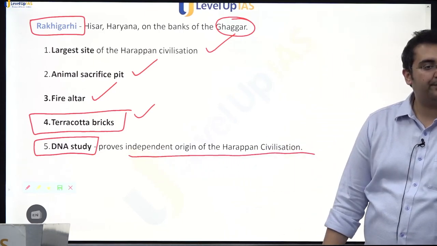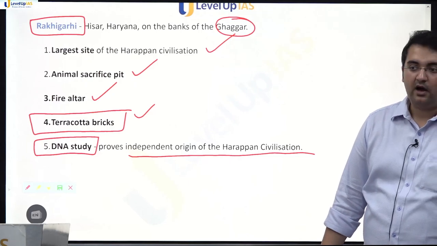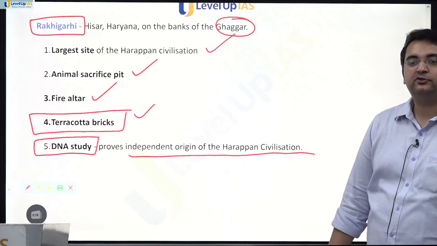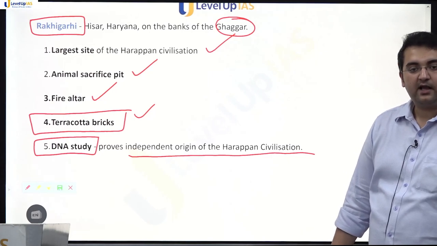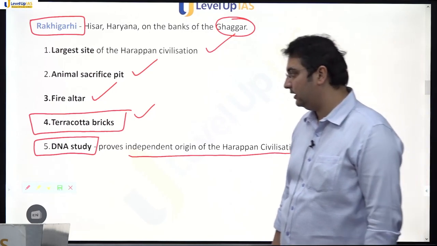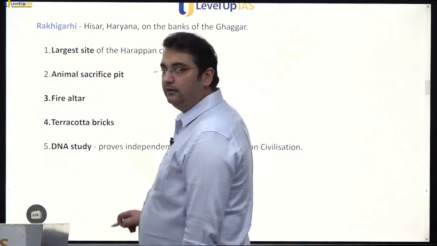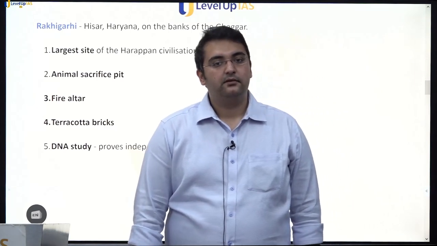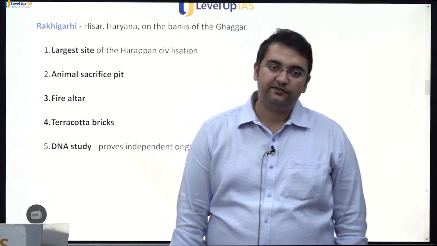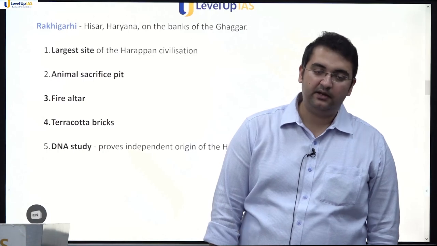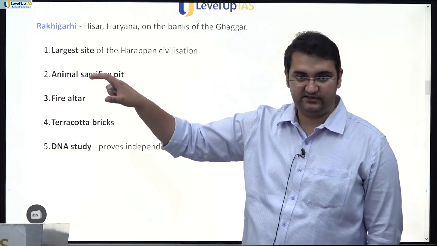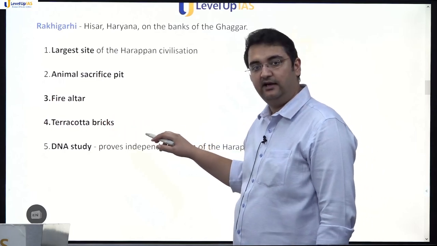Which theory of Harappan origin does it disprove? The Aryan origin is disproved by this. Because of the absence of which particular gene? The R1A1 gene. Okay? The people who were living in this region from the very beginning gradually evolved from the Neolithic phase to the Bronze Age stage. So, that is the idea.